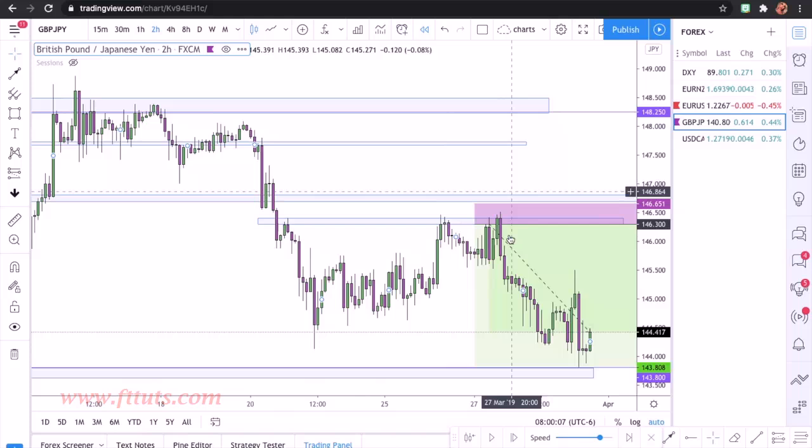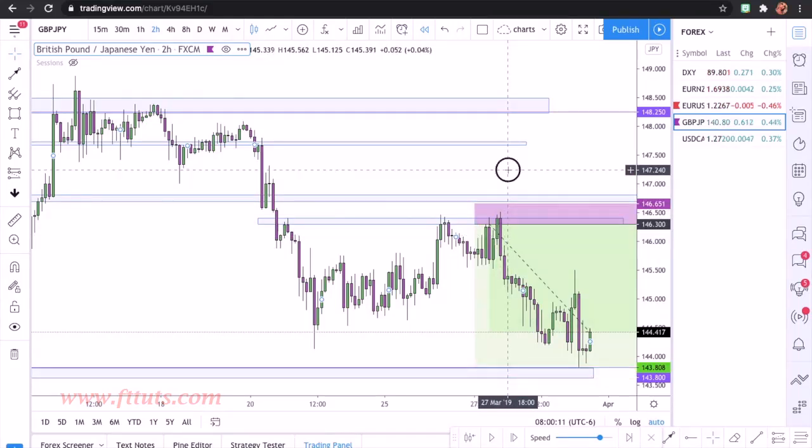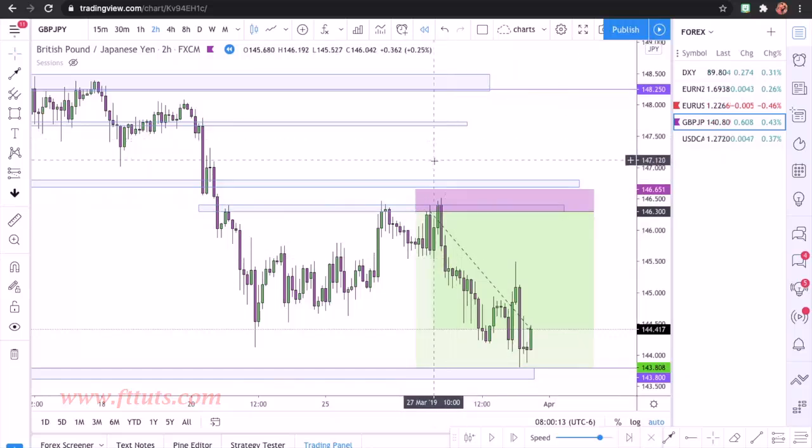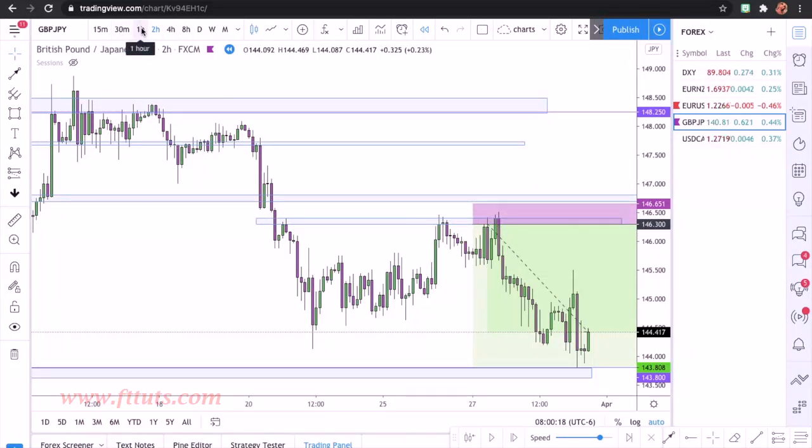But for me, it's there just in case. It does give me some room for manipulation. I don't like getting stopped out at all, so that's one of my biggest things. But it's up to you. If you want to make your risk to reward bigger, then obviously when we enter on the 30-minute or 15-minute, you can make that smaller.